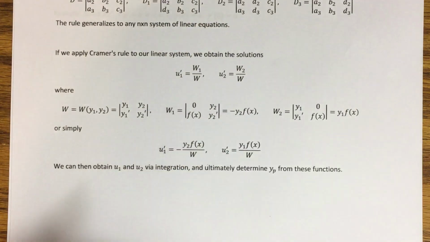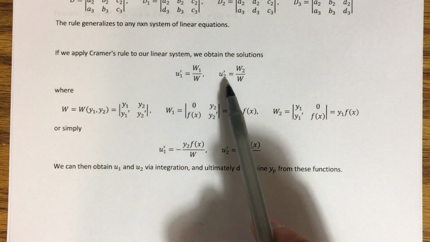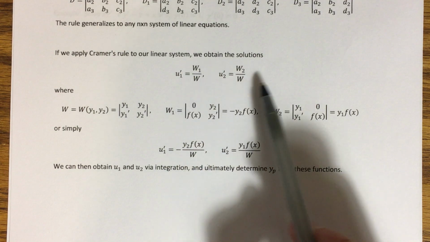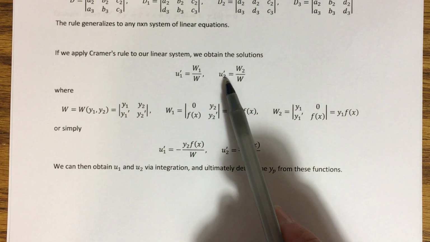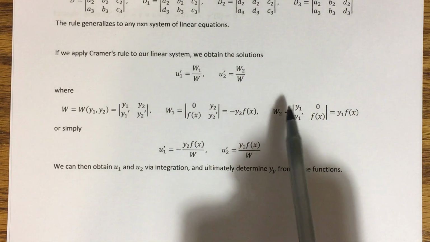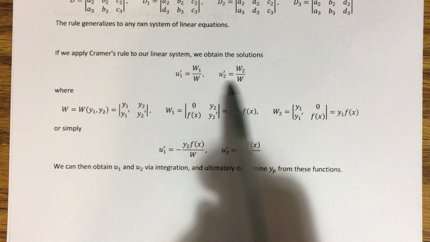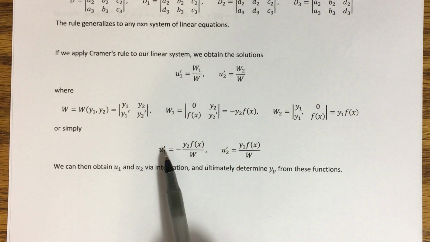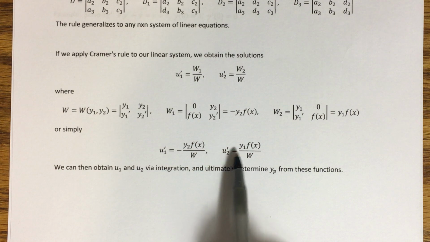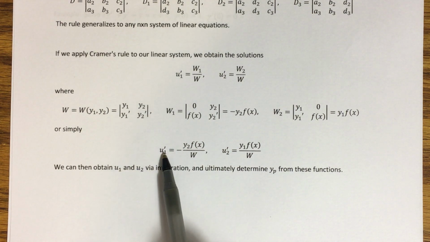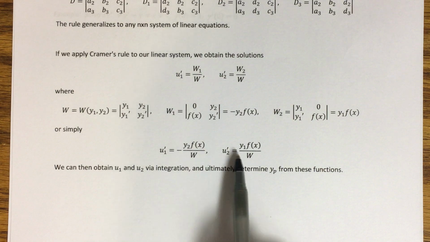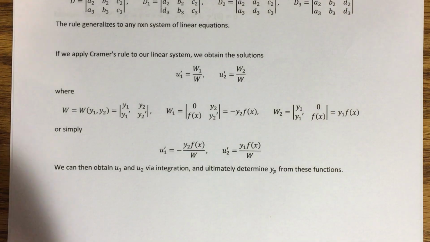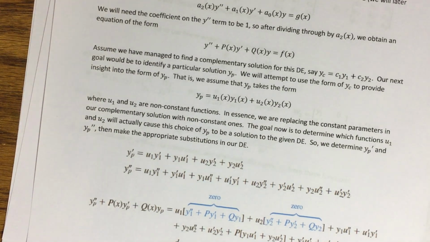Okay, Cramer's rule says that when solving for those unknowns, u1 prime and u2 prime in this case, we would take W1 and divide it by W. That gives me u1 prime. W2 divided by W is u2 prime. But having evaluated W1 and W2 a little bit more explicitly, we can also write these solutions this way. What this does for us is it tells us what u1 prime and u2 prime look like. Then we can find u1 and u2 by integrating those. Then we take the results, put them into this thing, and now we have a particular solution.